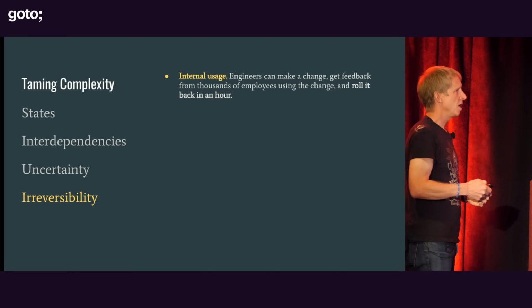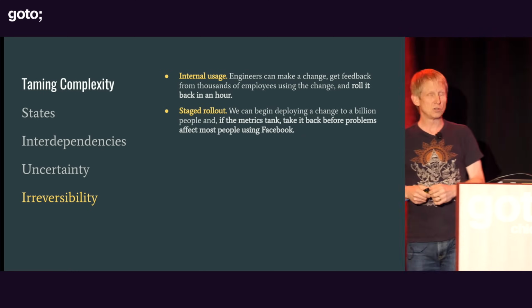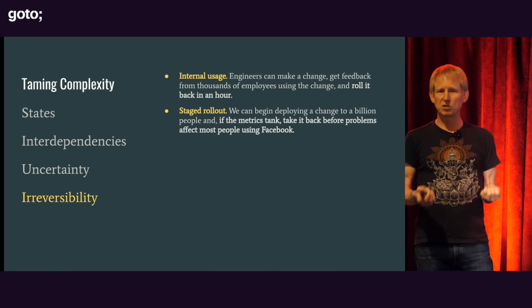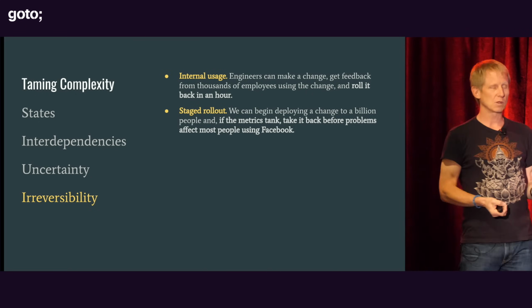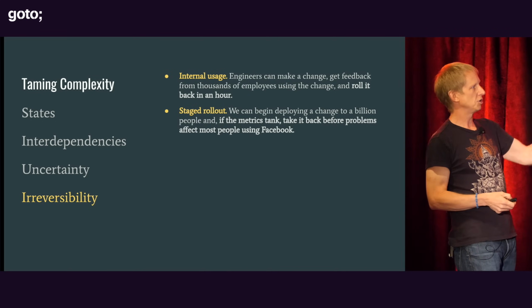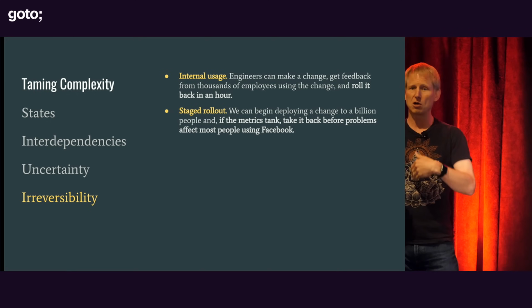Then when they proceed, they go out to what most of us would consider a tiny population: they go out to 2% of their users. But if you're Facebook, 2% of your users is millions of people, right? And so they expose the feature to 2% of the users, and they watch. If it doesn't blow up, they start rolling it out.